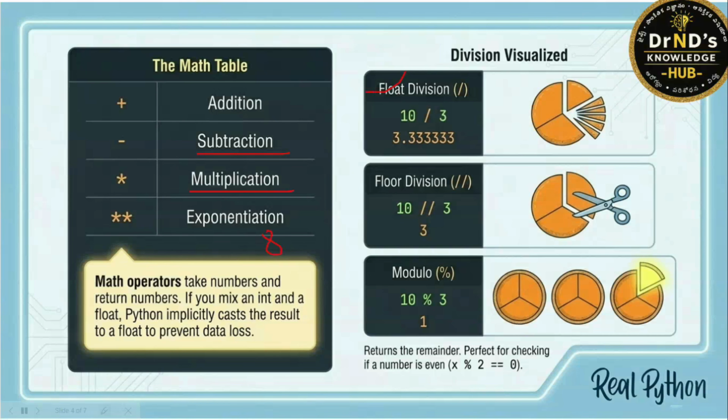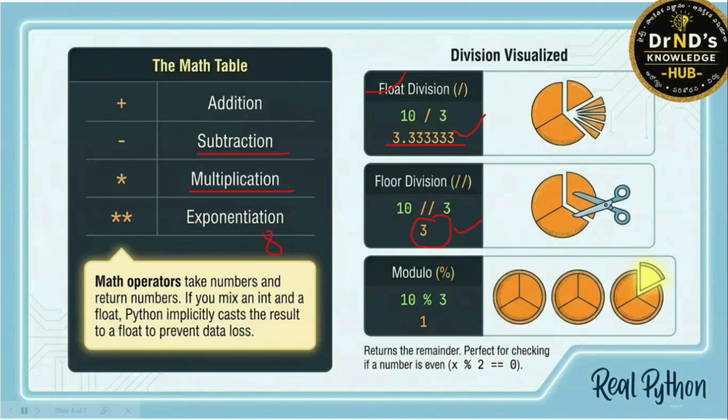Now let's look at the types of division. Float division: 10 / 3 returns 3.33 because Python keeps the decimal part. Another is floor division, the double forward slash. If you type 10 // 3, it returns only 3 because Python removes the decimal part.